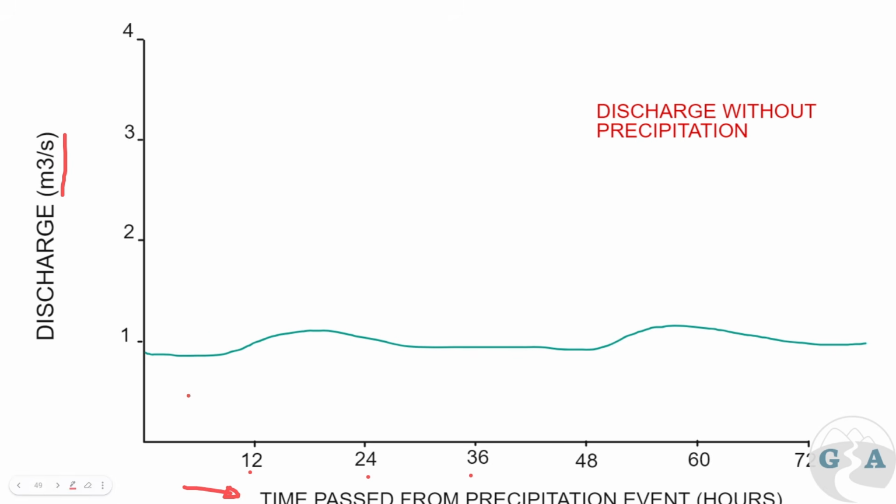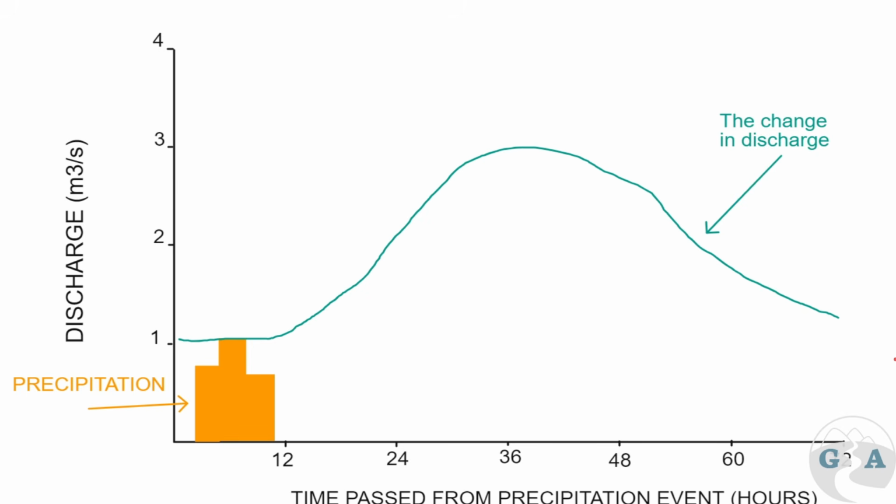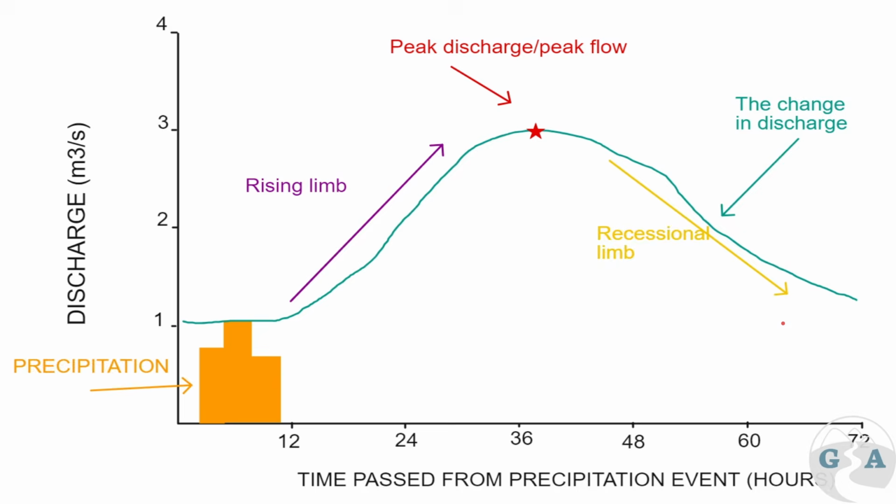Now we can see that there hasn't been a precipitation event here, so the river just flows in a normal state. It stays fairly level, nothing changes. Now, when we do have a precipitation event, then the drainage basin is going to react. We're going to see that the channel storage is going to increase, which causes the discharge to increase. That's going to reach a height, and then it's going to start to return to normal.